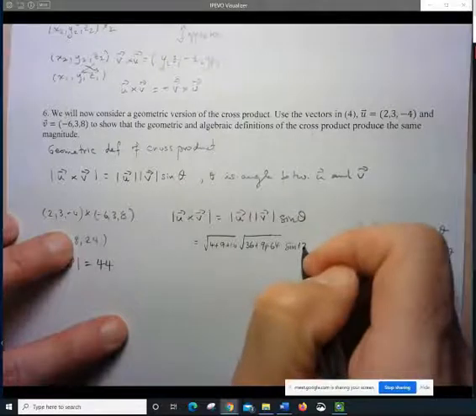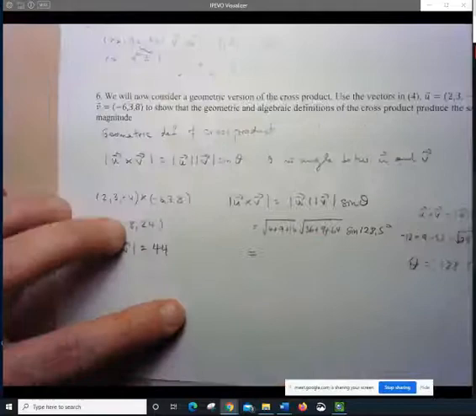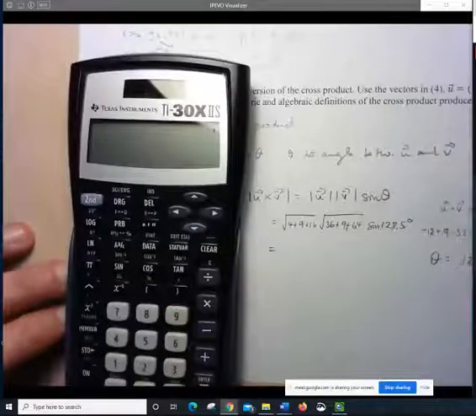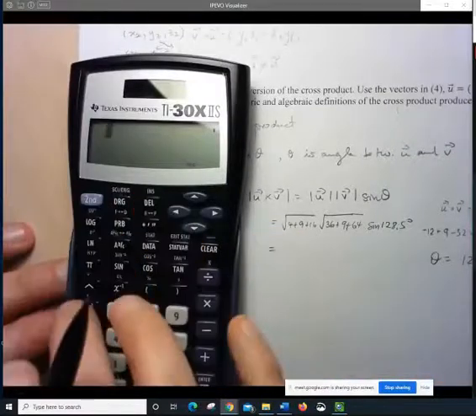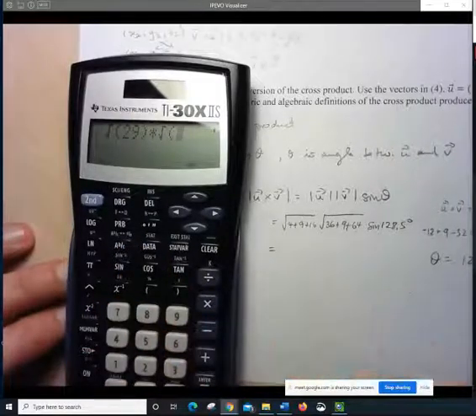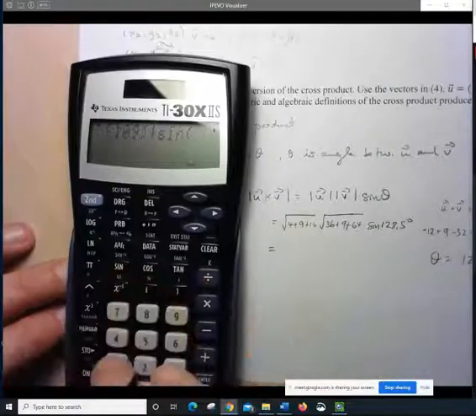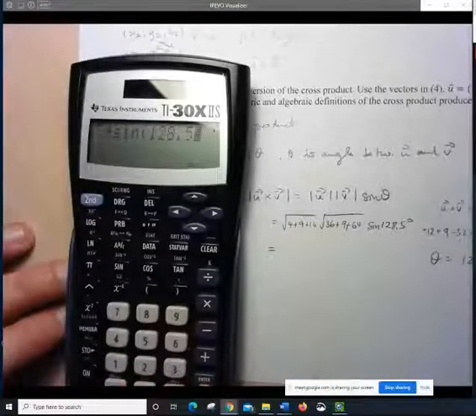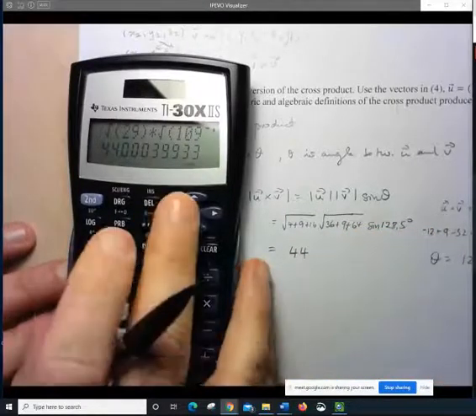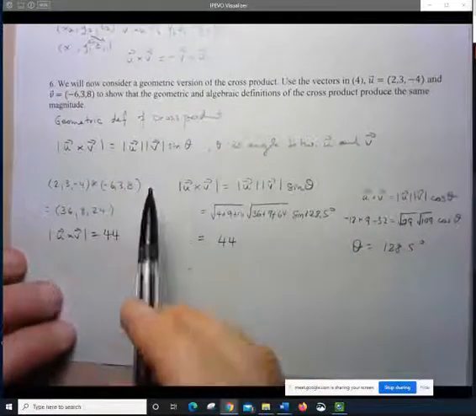Sine of 128.5. And folks, the drum roll, this will say whether what we've done makes any sense. So again, this is square root of 29 times square root of 109 times sine of 128.5, and look at that, 44. Okay, the same answer.